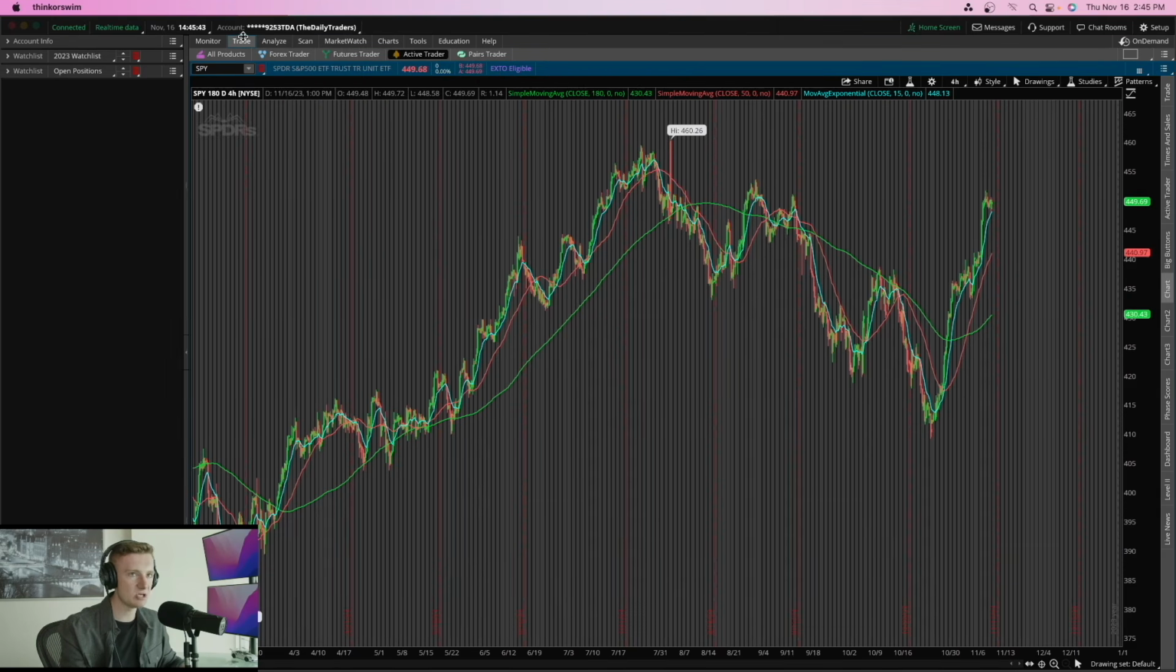The only tabs I'm going to be using are going to be monitor, trade, and analyze. Now, as we progress through the curriculum, you're going to learn more about what each one of these means. Okay, but for now, this is all we need.